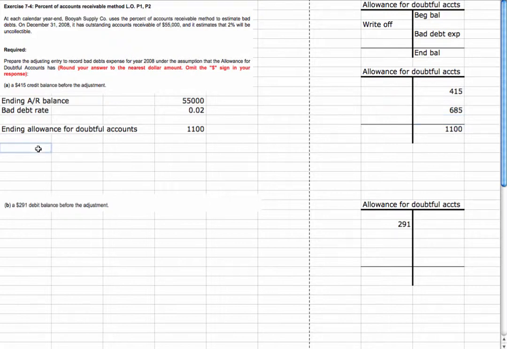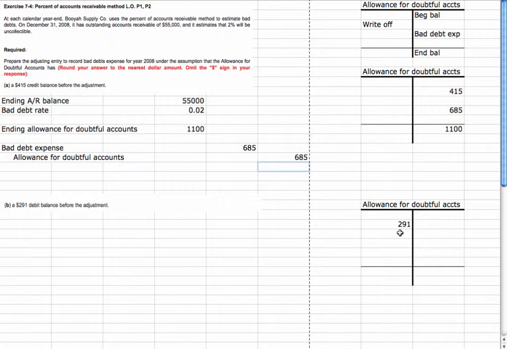So our journal entry would be debit bad debt expense for $685 and credit the allowance for doubtful accounts for $685. So this is the journal entry that you'd have to do for Part A. Now Part B says, what if you had a $291 debit balance before the adjustment?